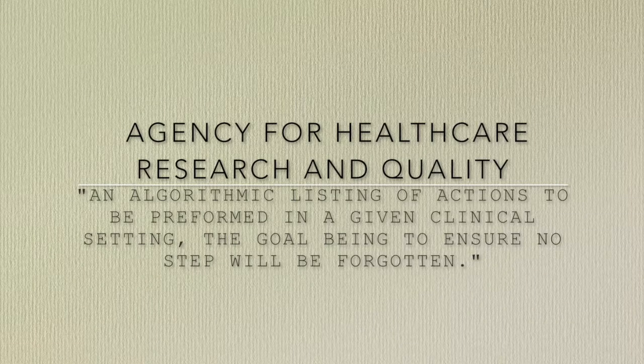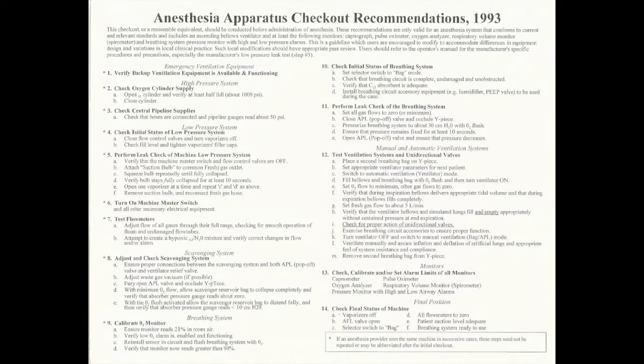The Agency for Healthcare Research and Quality defines a patient safety checklist as an algorithmic listing of actions to be performed in a given clinical setting, the goal being to ensure that no step will be forgotten. In 1993, the pre-anesthesia checkout was developed by the ASA to ensure proper functionality of the anesthesia equipment prior to the administration of anesthesia. Incorporation of this checklist is associated with a decreased risk of severe postoperative morbidity and mortality.